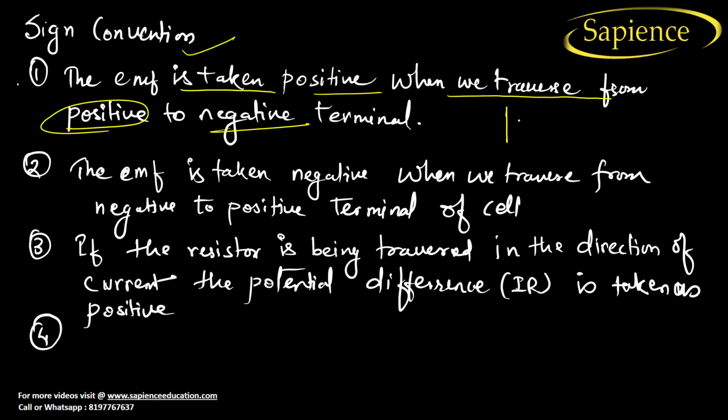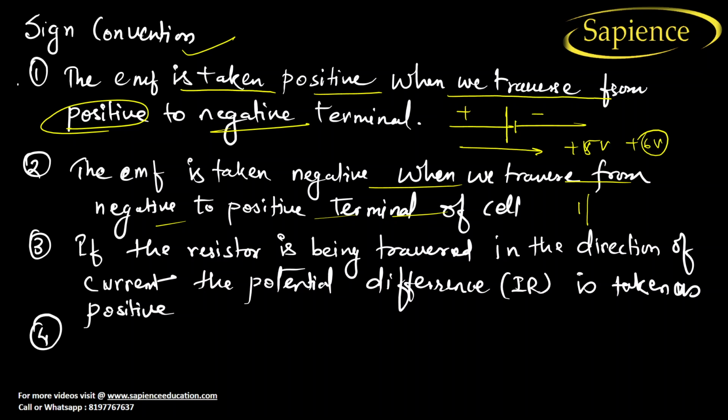For example, if you are going in a circuit from positive to negative, the voltage drop will be plus 5 volt, plus 6 volt, like this. The EMF is taken as negative when we traverse from negative to positive terminal. If we are going like this, this is your negative, this is your positive, and if we are going in a circuit in this direction, what will happen? We have to put here minus 5 volt. It is exactly not minus 5 volt, whatever the volt will be given, you have to put that only.